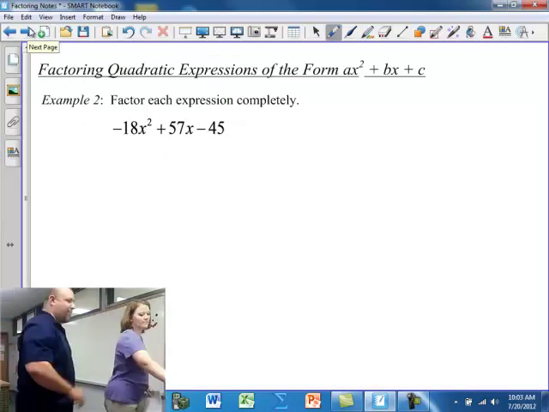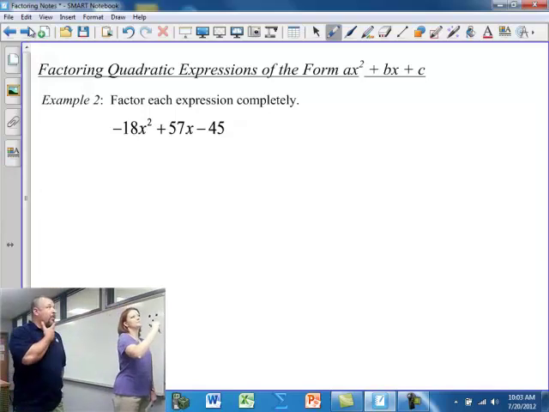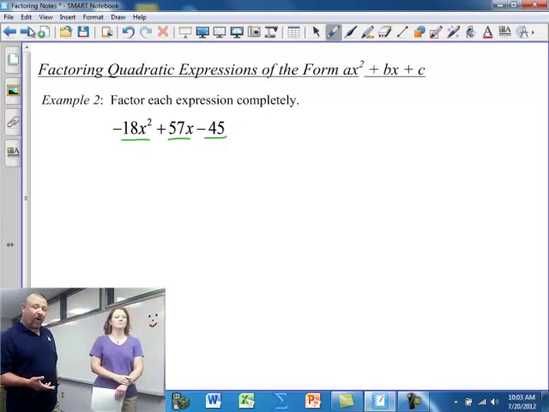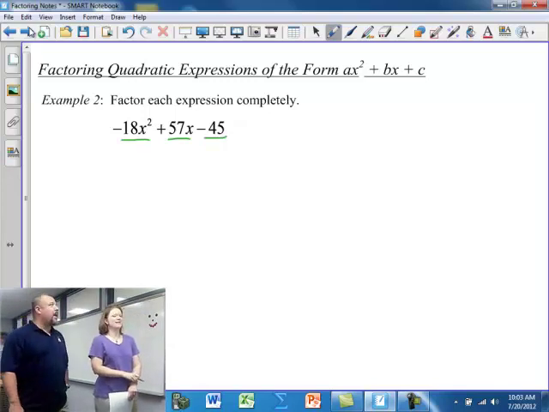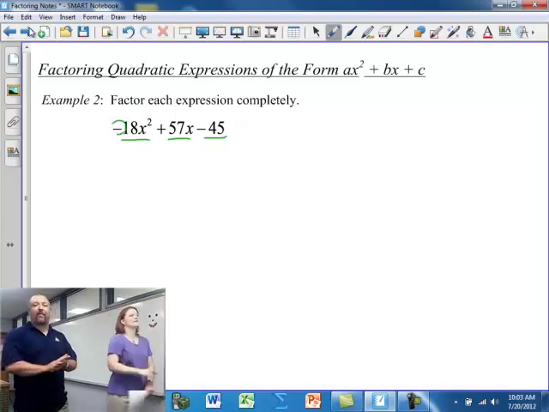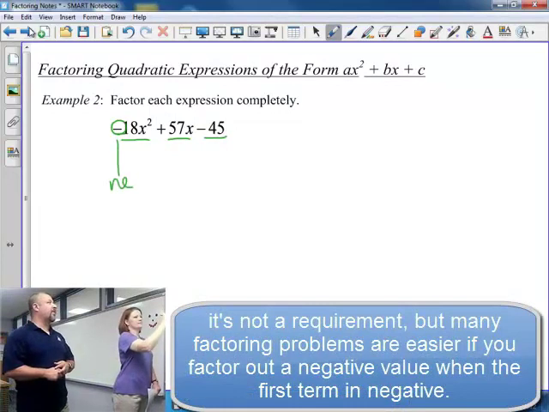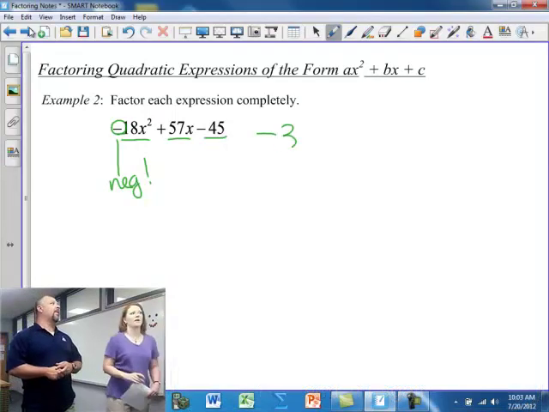Same idea. We start off the same way. I'm going to do this one. You want me to write? Sure, you could write. We're looking for a greatest common factor. We see that 18, 57, and 45 are all divisible by 3. But the first term's negative, and just because the first term's negative, we're going to get in the habit of taking out a negative value when there's a common factor. So we're going to take out a negative 3 as our common factor.